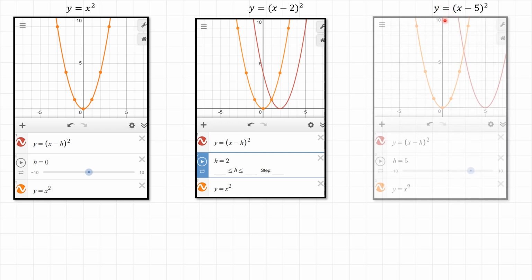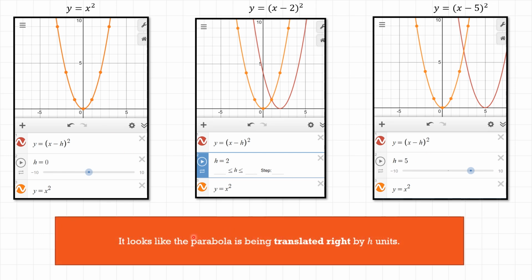If I were to graph x minus 5 all squared, so in this case the value of h is positive 5, now it looks like the quadratic has moved even further to the right. And if I count the distance between these vertices, it looks like the vertex has been moved 5 units to the right. So in conclusion, I can safely say that as the value of h increases, the parabola is being translated to the right by h units. So when h was 2, it was 2 units to the right. When h was 5, it was 5 units to the right.